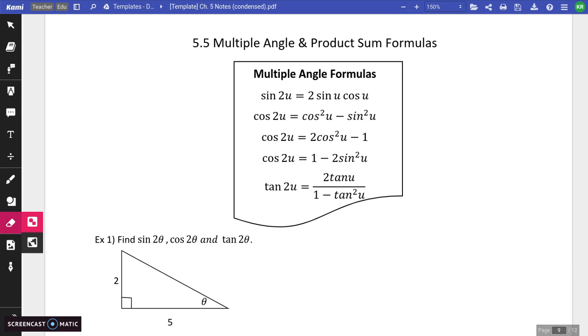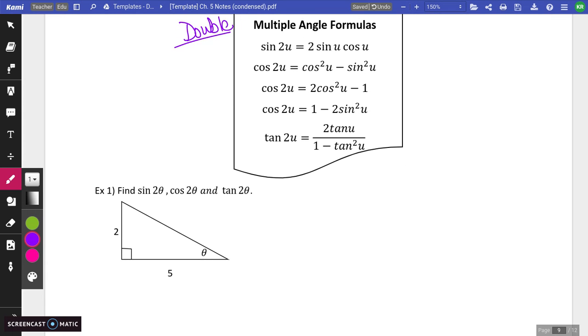Alright, we're going to be spending the next couple of days looking at multiple angle and product sum formulas. So we're going to start out with these multiple angle formulas. You'll also hear me refer to them as double angle formulas. So same thing.